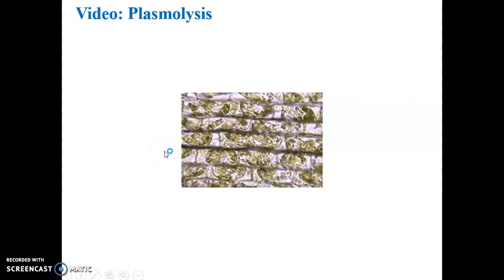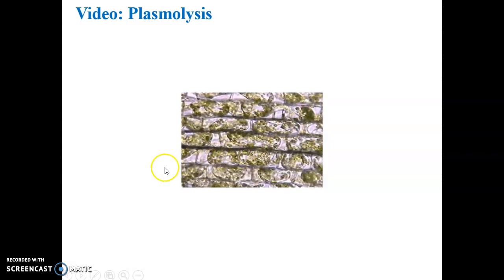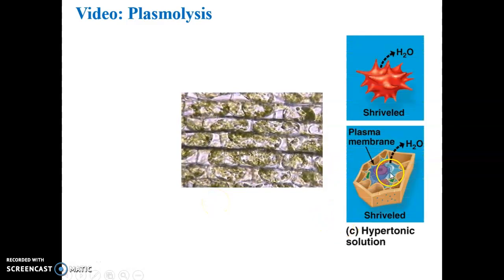And that's because water is being removed from the cells, and that's seen by the plasma membrane moving away from the cell wall. If too much water is lost, it can kill the plant cells. Okay? And again, that's because water is being lost by the plant cells in hypertonic environments or in hypertonic solutions.